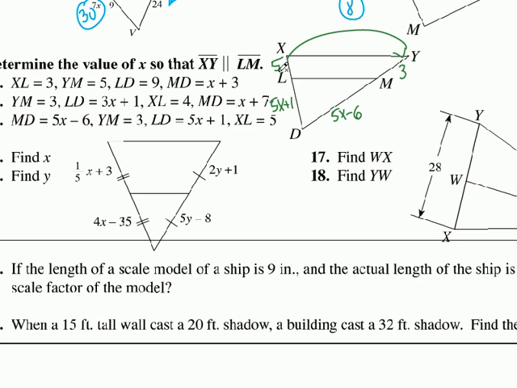Just for fun, let's compare this way this time. We could go either way. We can go here to here or here to here. It doesn't make any difference. So let's go 5 to 3 this time. Equals 5x plus 1 over 5x minus 6.